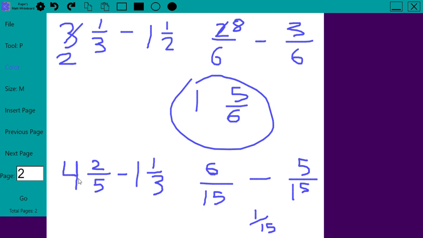Alright, now I'm just going to subtract my whole numbers. 4 minus 1 gives me 3. So this is the answer right here.